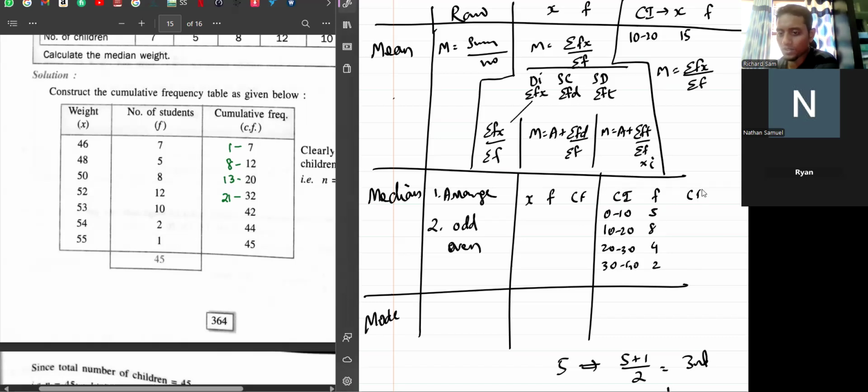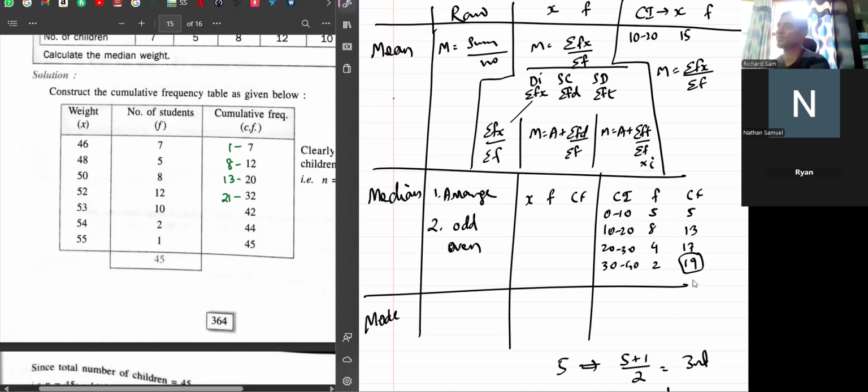So as usual, first you find the cumulative frequency. Tell me the cumulative frequency for this. 5, 13, 17, 19. Now you can do the same as before. Find which is the median. So totally there are 19 students. Okay. If you add all this, 5 plus 8 plus 4 plus 2, you will get 19.